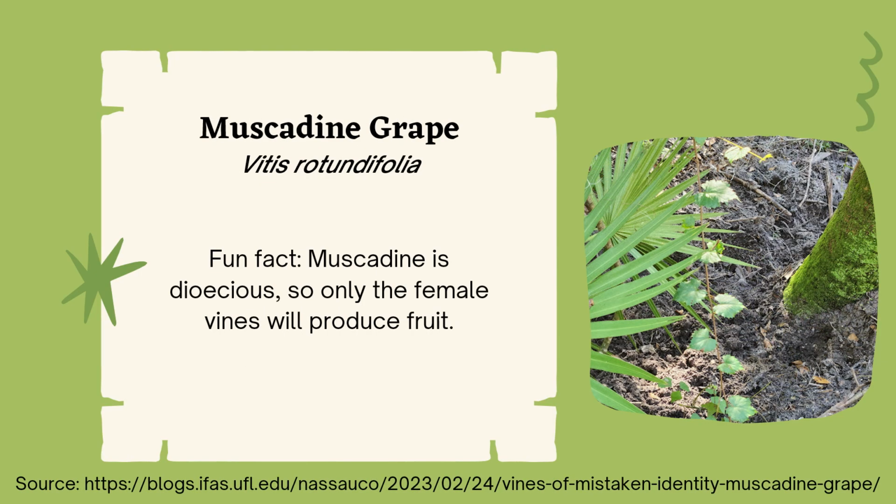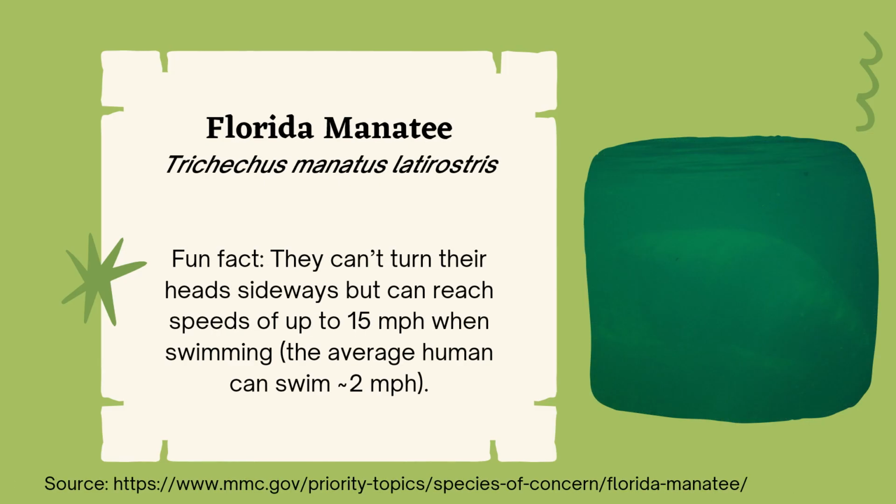Next up is muscadine grape, or Vitis rotundifolia. They have woody stems that grow upwards and cordate-shaped leaves that have toothed margins. And muscadine is dioecious, which means that only the female vines will produce fruit since they have a male and a female plant.